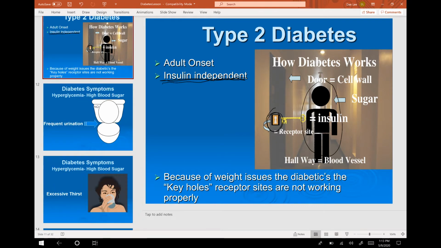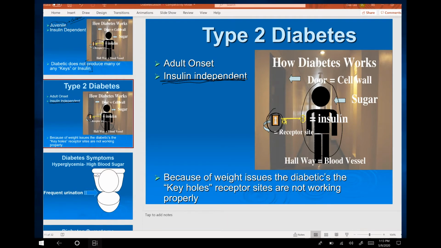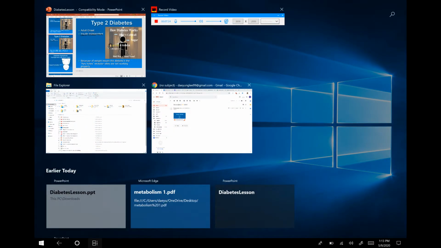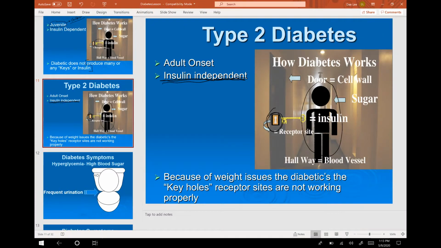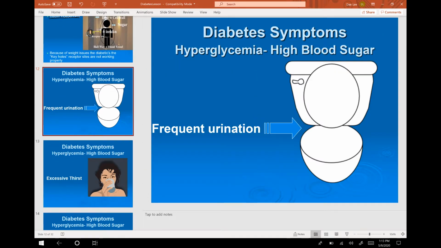In each case of type 1 and type 2 diabetes, what you're seeing is that sugar is being held inside the blood vessel. So what are some of the symptoms? One of the symptoms of diabetes is hyperglycemia. Okay. Now, I don't want people to get confused. This is usually associated with type 1 diabetes. Okay. The most common symptom of type 1 diabetes is frequent urination.